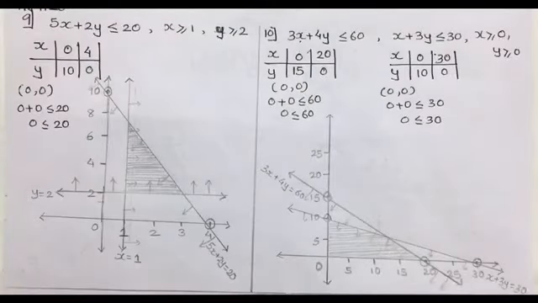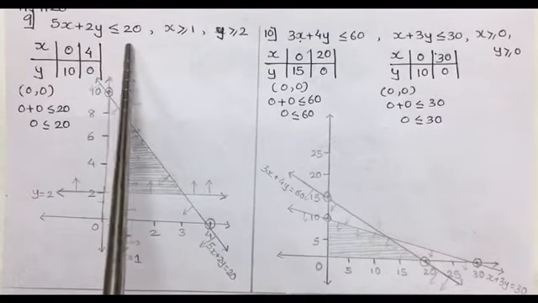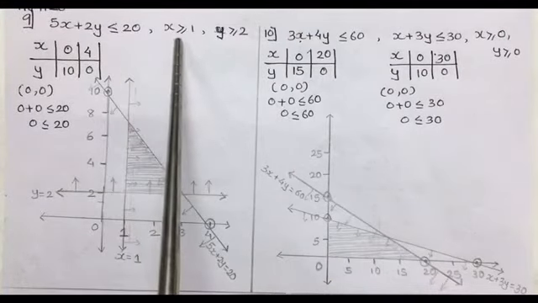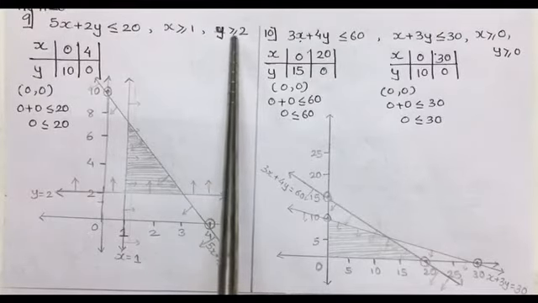Chapter 6 Linear Inequalities. Exercise 6.3. Question number 9. The inequality is given as 5x plus 2y less than or equal to 20, x is greater than or equal to 1, and y is greater than or equal to 2.